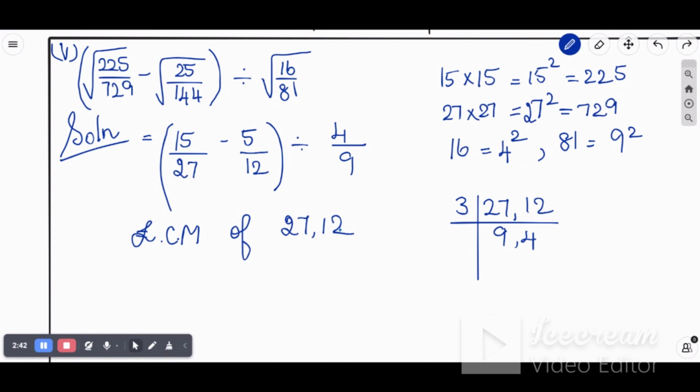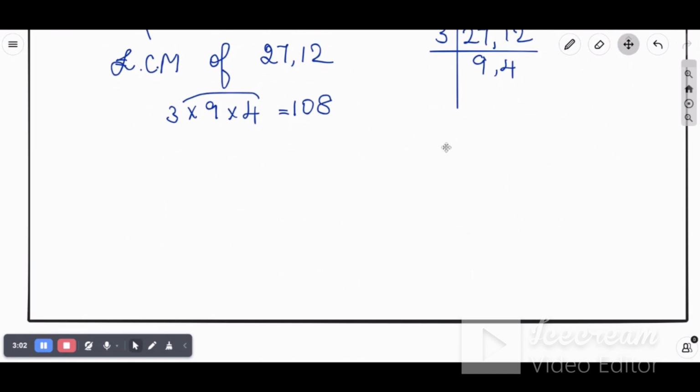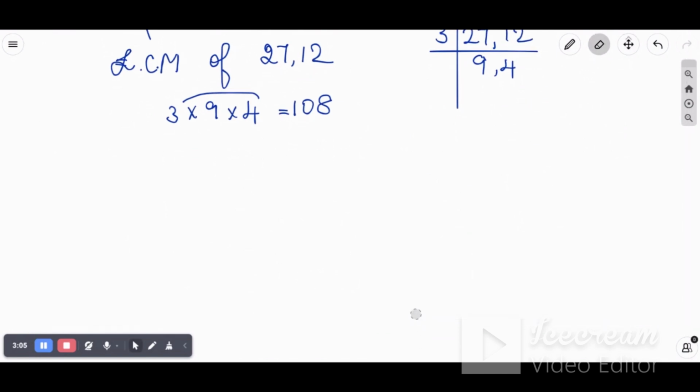So the LCM of 27 and 12 will be equal to 3 into 9 into 4. If you club this, 3 fours are 12, 12 nines are 108. So your answer will be 108. Be thorough with your tables again. Now let us take this a little up and do our LCMs. We got the LCM as 108.